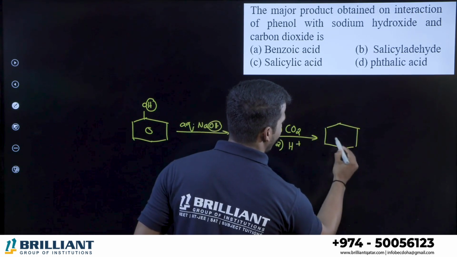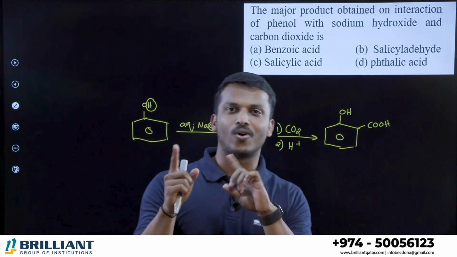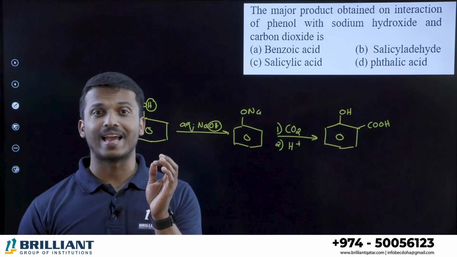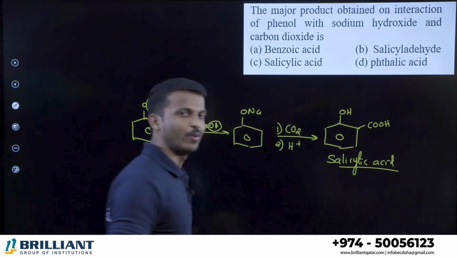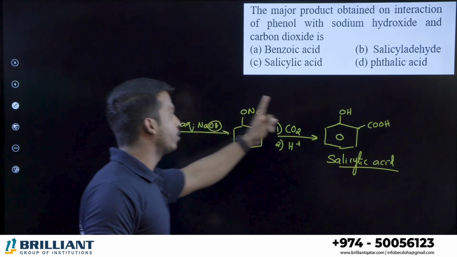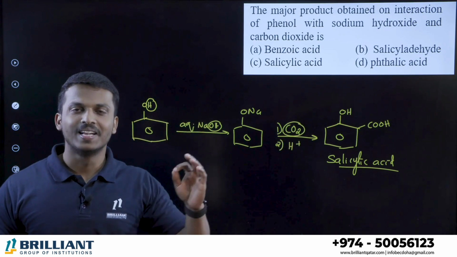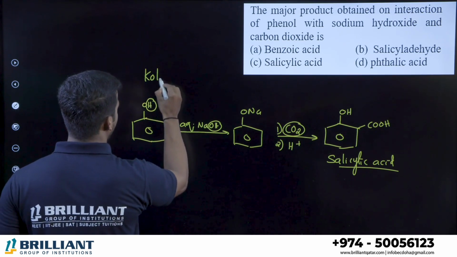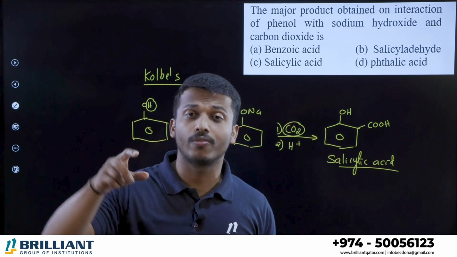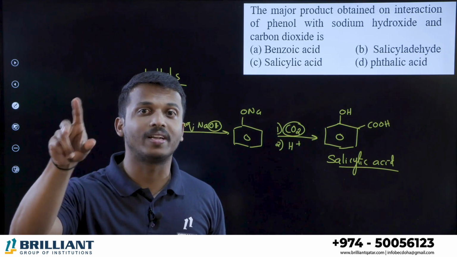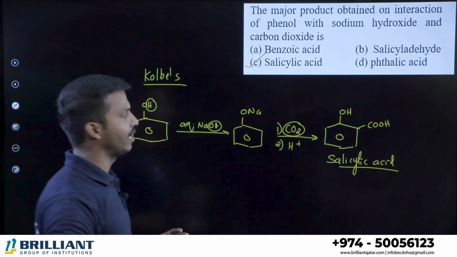Dear student, you remember? This is phenol, and on the ortho position there is a carboxylic acid. Phenol with a COOH group on the ortho position is called what? Salicylic acid. You may study it. It's a naming reaction. The conversion of phenol into salicylic acid with carbon dioxide is Kolbe's reaction. Conversion of phenol into salicylaldehyde is called Reimer-Tiemann reaction. Keep in mind. So what is the major product here, dear all? Salicylic acid. Option C, salicylic acid is the major product.